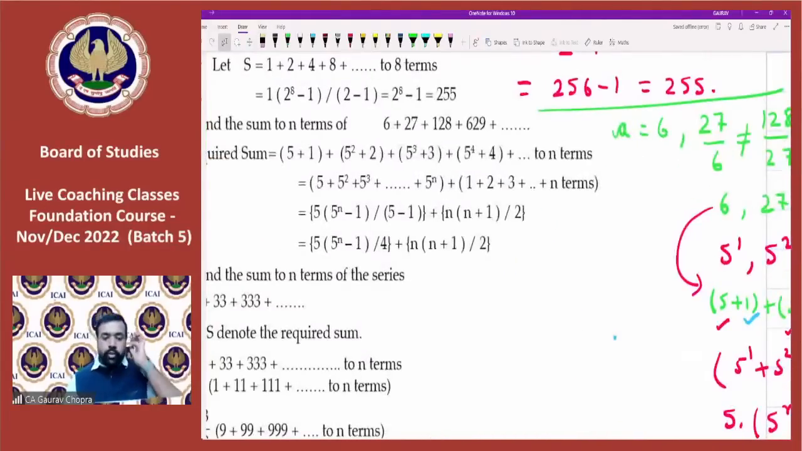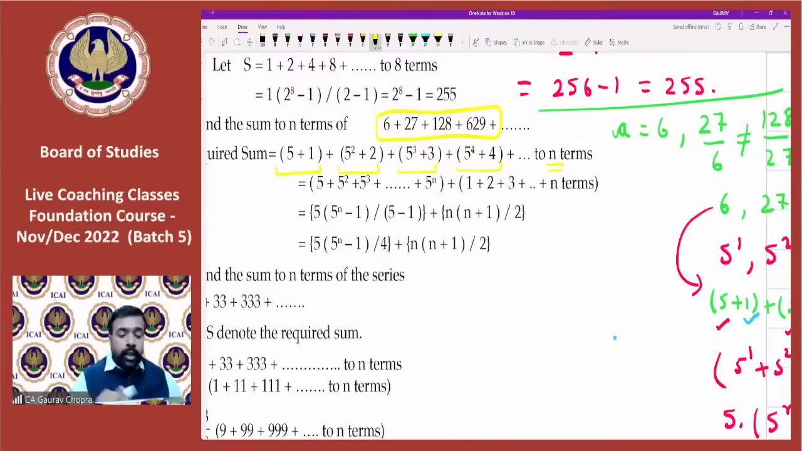So what was the first step? In the first step, we divided the given series into two parts. 6 can be written as 5 plus 1, 27 as 5 square plus 2, 128 as 5 cube plus 3, and so on up to n terms. After that, we took all the 5 values together: 5, 5 square, 5 cube, and so on up to 5 to the power of n. On the other side, 1, 2, 3 and so on up to n terms.